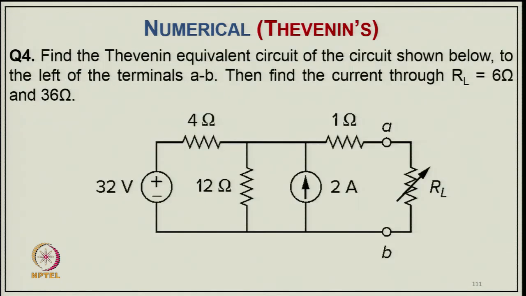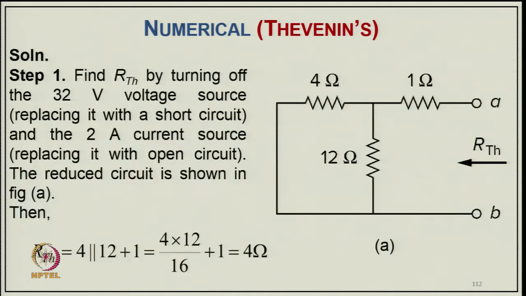Now, coming to another example, question 4, example 4 of the Thevenin theorem. Find the Thevenin equivalent circuit of the circuit shown here to the left of the Thevenin terminals across A B. Then find out the current through the load if it is 6 ohm and 36 ohm. So, we have to find out first the Thevenin equivalent of this circuit.